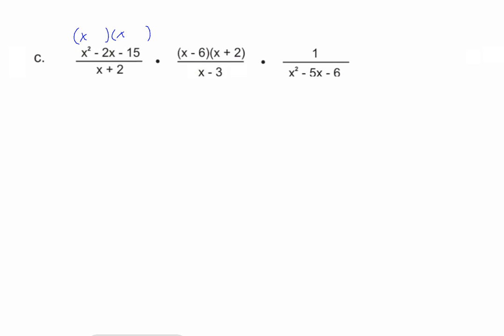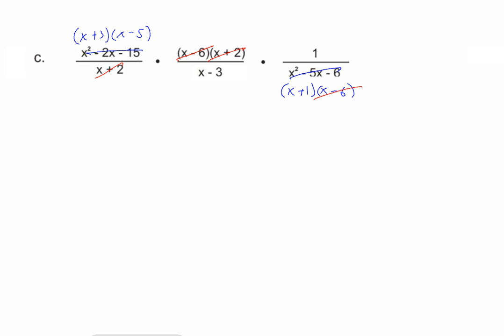Oh, 15, 3, and 5. I need the 5 to be negative and the 3 to be positive. Six, and 1. Need the 6 to be negative and the 1 to be positive. All right. X plus 3, none. Oh, bummer. X minus 5, none. Come on. All right. X minus 6, we got one of those. X plus 2, we got one of those.